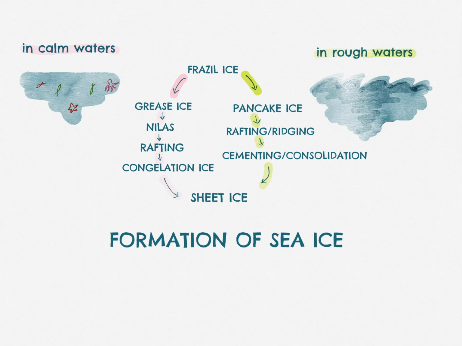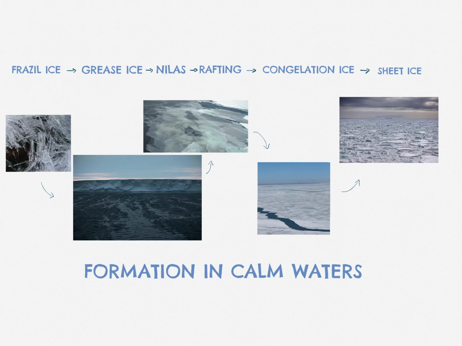This part of the video will focus on the formation of sea ice, mainly on the formation processes that occur in calm and rough waters. The process of the formation of sea ice begins with frazil ice, which is ocean water that is frozen into small needle-like ice crystals of 3 to 4 millimeters in diameter. This ice is almost fresh water, since salt doesn't freeze, so it is expelled by the frazil crystals.